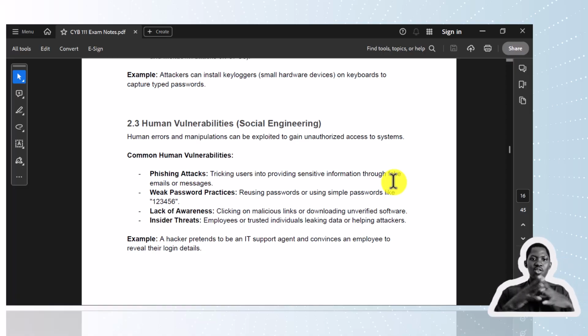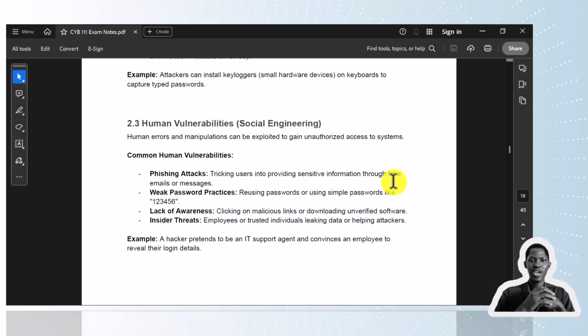Now, lack of awareness. This is ignorance, when people don't actually know what's going on. They don't understand. So imagine all these are old people. You can just call them up or send them something. You see them on WhatsApp a lot of times. They'll be posting stuff. They'll be posting links that are malicious because they are not aware. There's lack of awareness. So clicking on malicious links or downloading unverified software, for example.